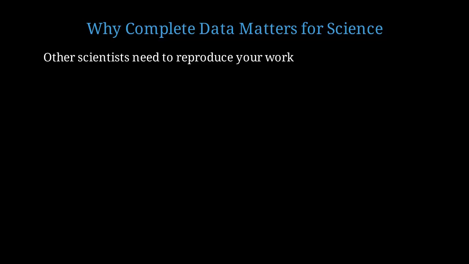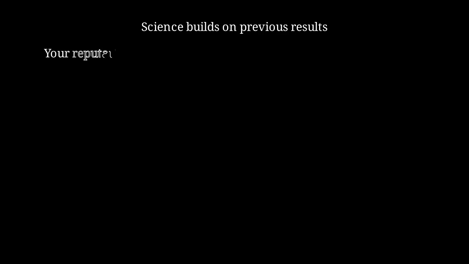Let me explain why complete, honest data collection matters for the scientific community as a whole. Other scientists need to be able to reproduce your work. If you hide data or manipulate results, they can't verify your findings. Science builds on previous results. If your published data is dishonest, other researchers might waste years pursuing false leads. Your reputation as a scientist depends on your reliability. Scientists who manipulate data lose the trust of the community, and their careers can be destroyed.